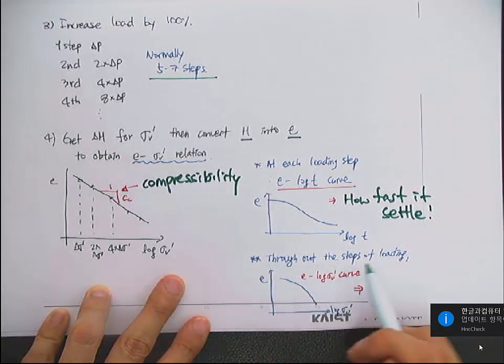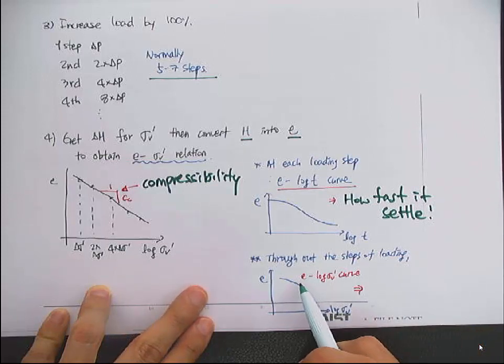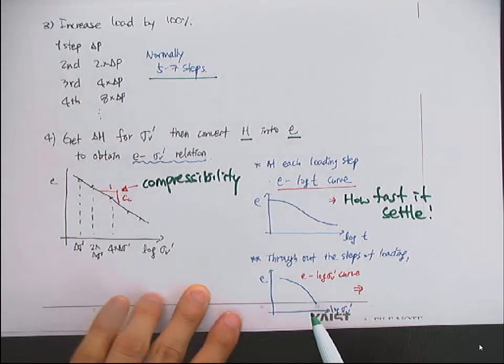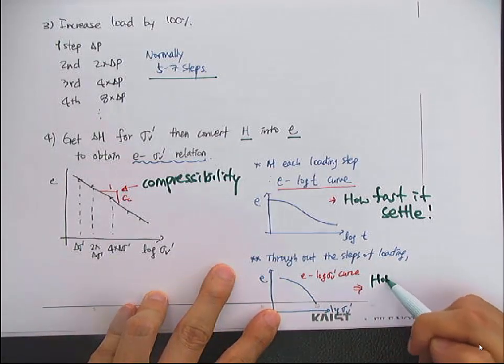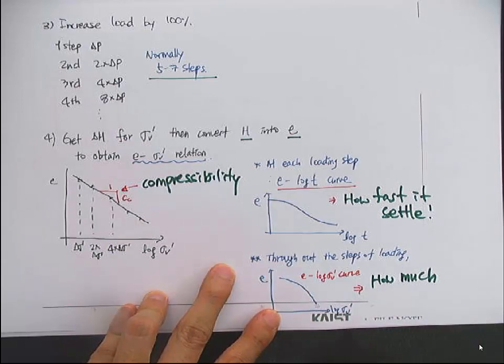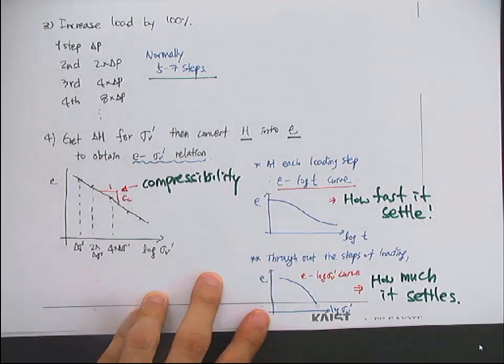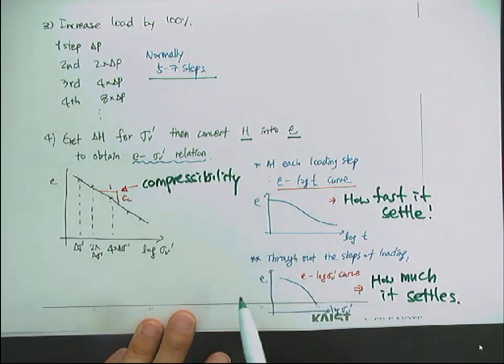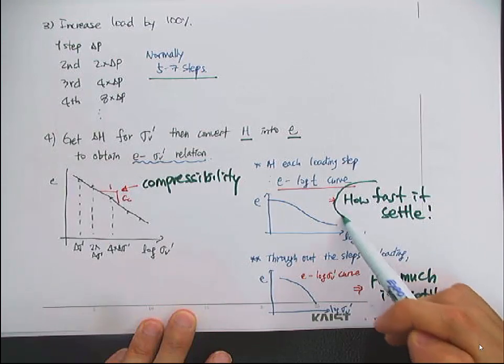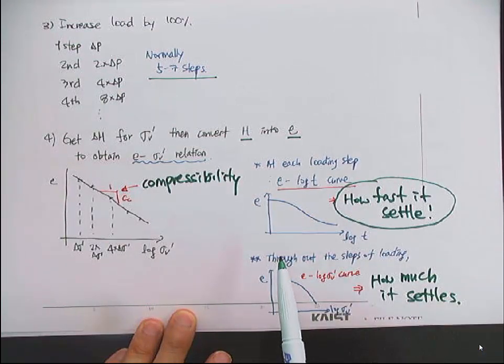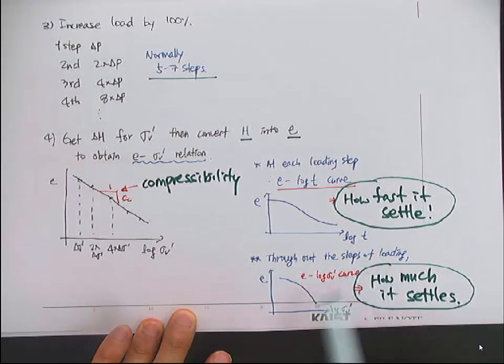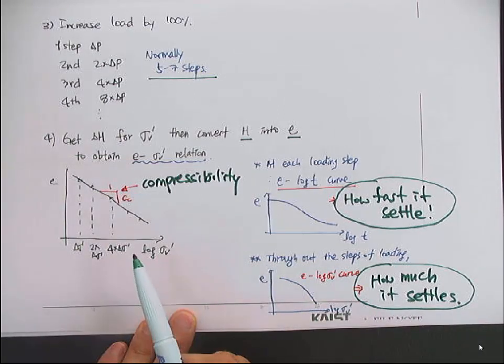And throughout the steps of the loading, you can get the E versus sigma V curve, the effective stress. Then this will tell you how much delta. So from this consolidation test, we can obtain the information about the time rate of the loading, and also we can get the information about the ultimate settlement, how much the settlement will occur for a given loading.